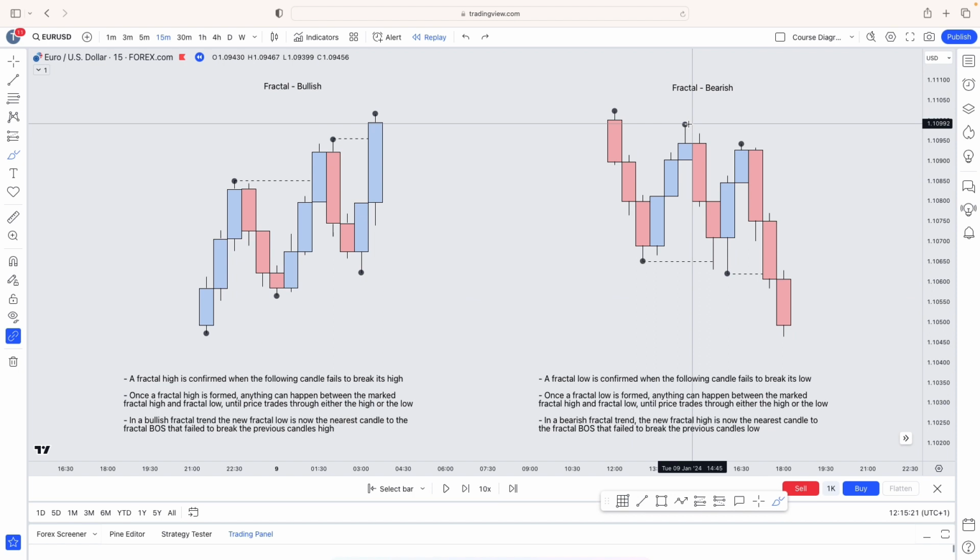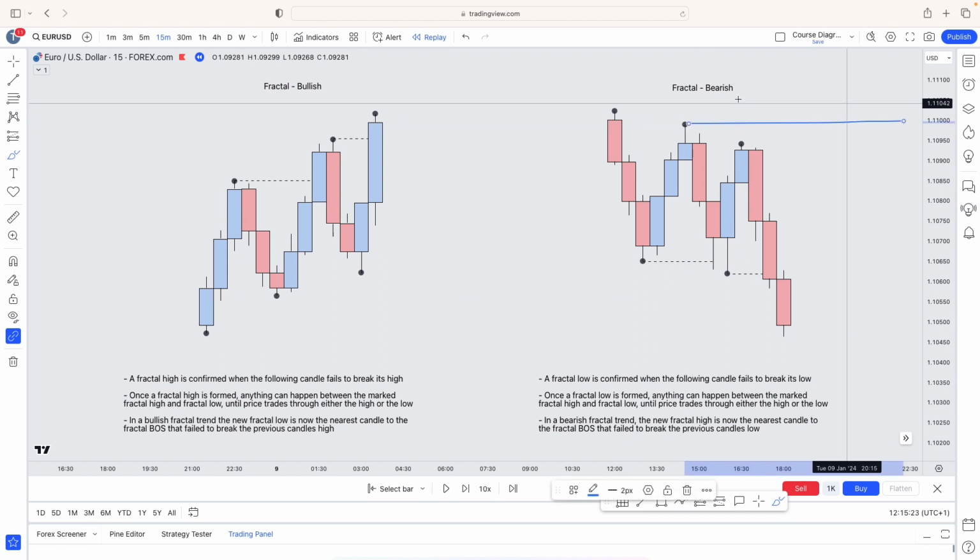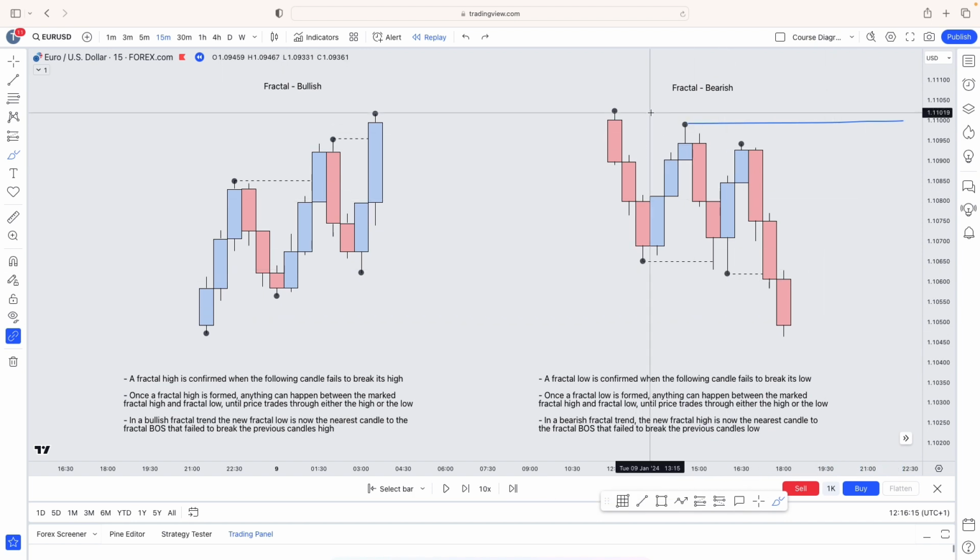What do we do then? We just draw on our fractal high here. So that's our confirmed fractal high that caused that fractal structure break to the downside. Okay, now we have our fractal high mapped on. We need to find our fractal low. So a fractal low is confirmed when the following candle fails to break its low.